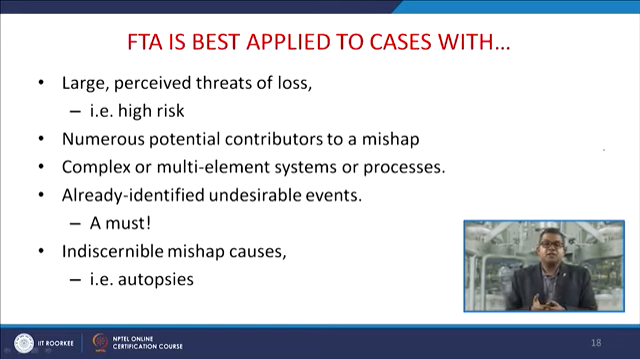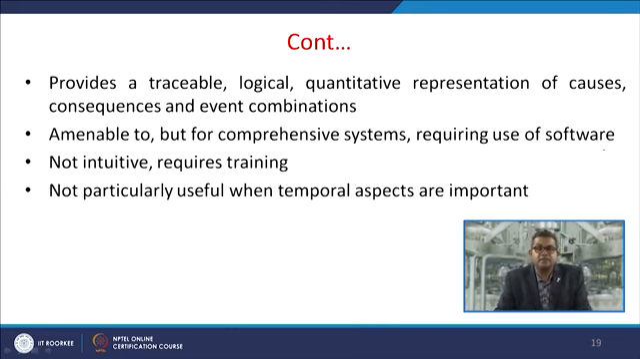Now, fault tree analysis is best applied to cases having large and perceived threats of loss, that is, for example, very high risk. In some cases there are numerous potential contributors to a mishap. Sometimes complex or multi-element systems or processes may need fault tree analysis. Sometimes it can be applied to already identified undesirable events, or to certain indiscernible mishap causes like autopsies, etc. In those cases we may apply this fault tree analysis.